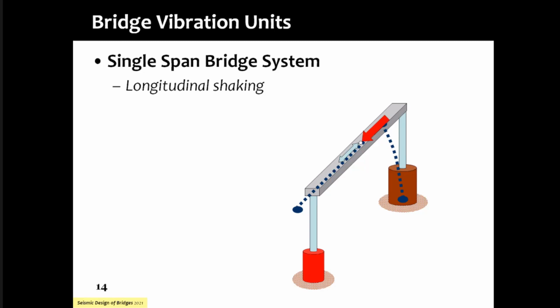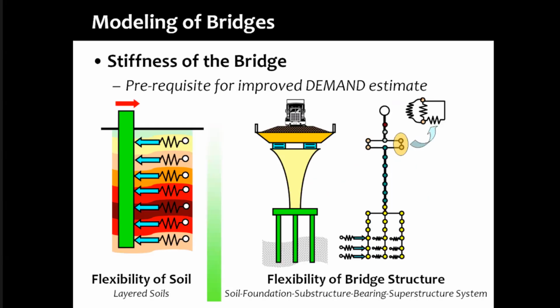Designers can tune the behavior of the bridge the way they want the bridge to act under strong seismic shaking. Meaning, where the inertia force should go will be determined by the designer. So the choice of the bridge vibration unit will be that of the designer, especially in multi-span bridges.